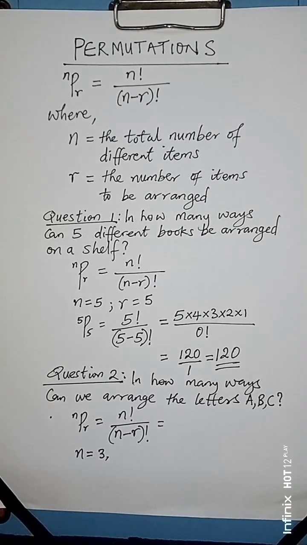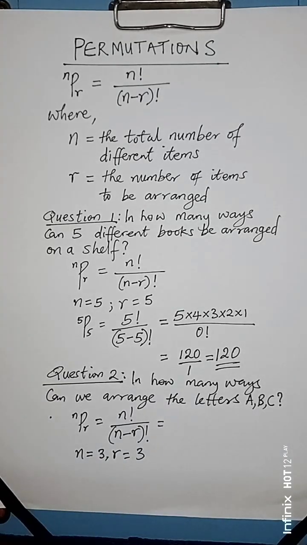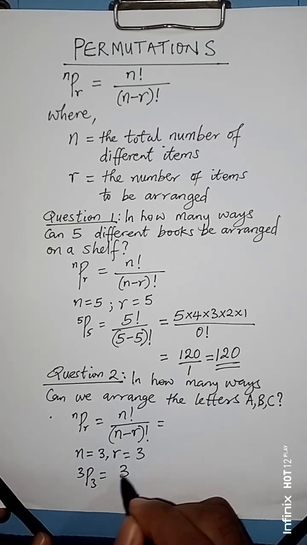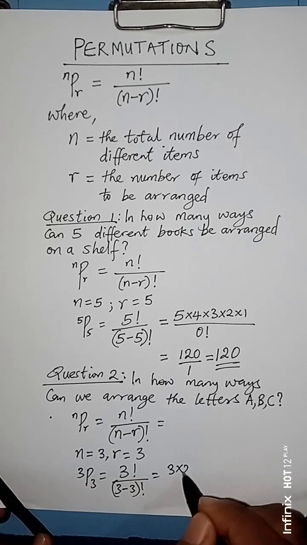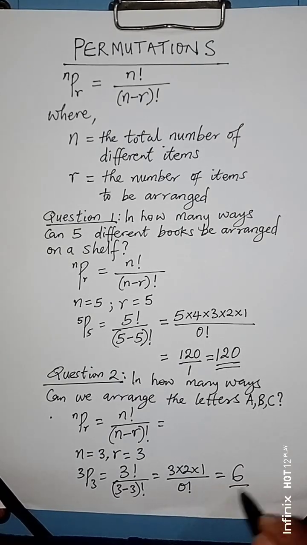n is 3. And then what's our r? Our r is also 3, because that is the number of letters we're also going to arrange. In how many ways can we arrange the letters A, B, C? Since you have 3 letters there, then 3 would be the r, which is the number of items to be arranged. So in this case, we apply the formula: 3P3, which is 3 factorial over (3 minus 3) factorial. This will give you 3 times 2 times 1, divided by 0 factorial. And the answer to this question is 6.